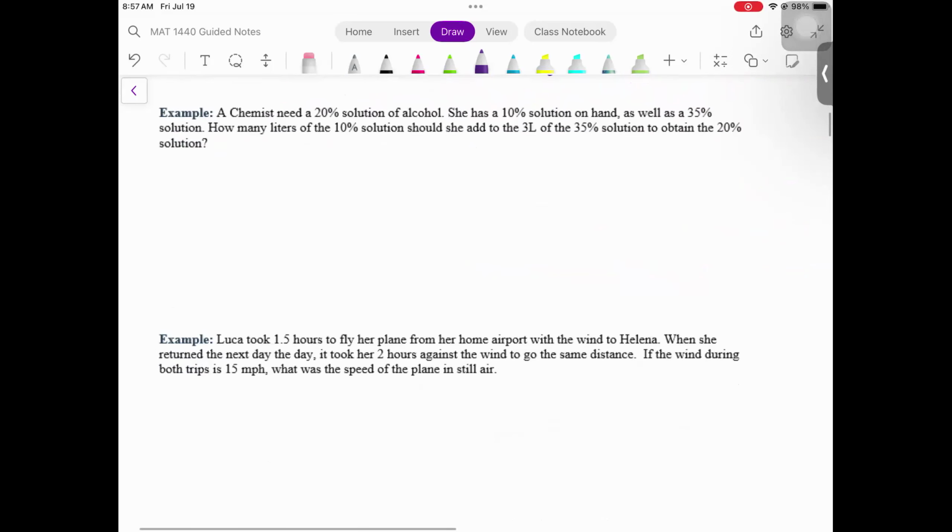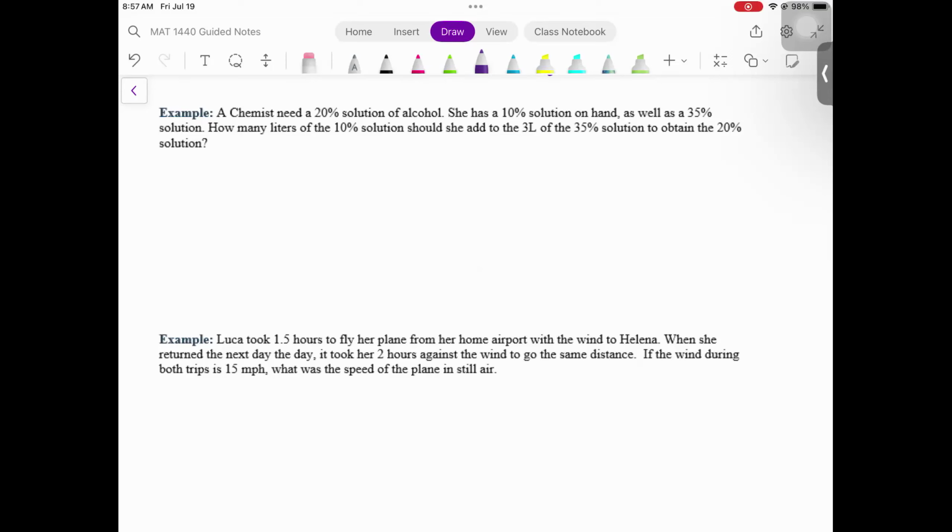A chemist needs a 20% solution of alcohol. She has 10% solution on hand as well as a 35% solution on hand. How many liters of the 10% solution should she add to the 3 liters of the 35% solution to obtain the 20% solution? So this is a really common type of problem. We often refer to it as a mixture problem.